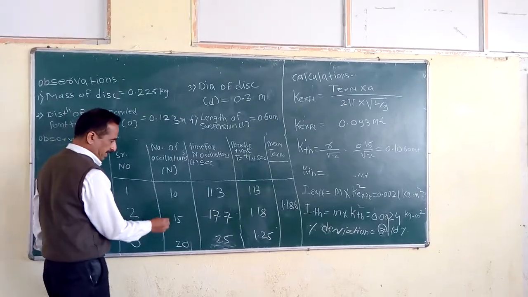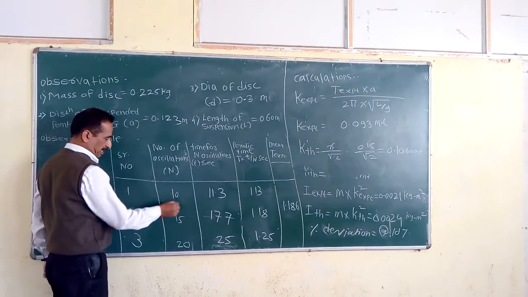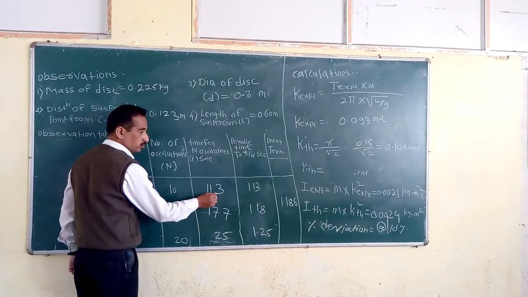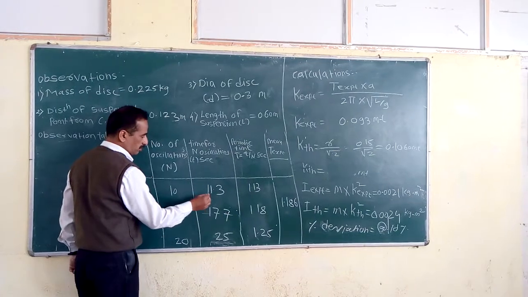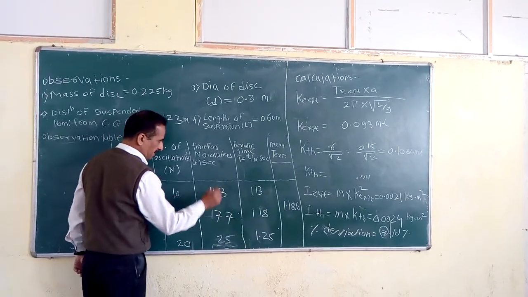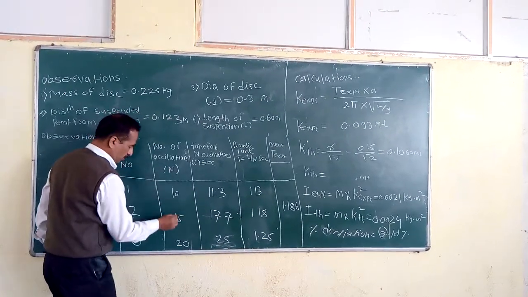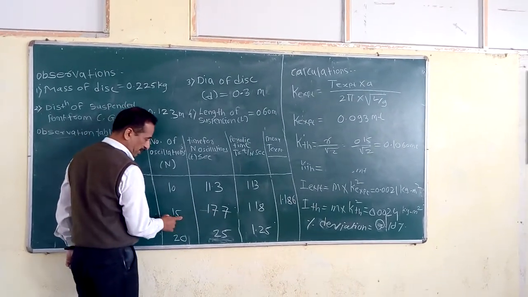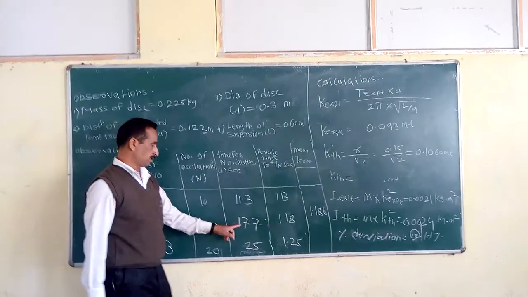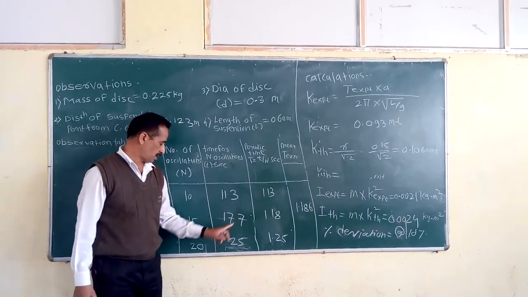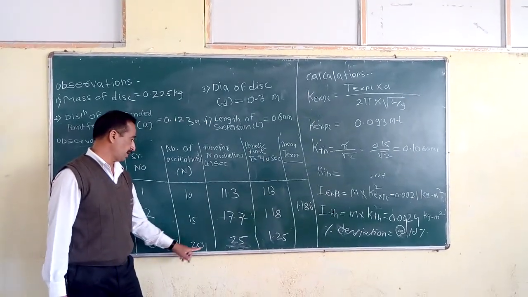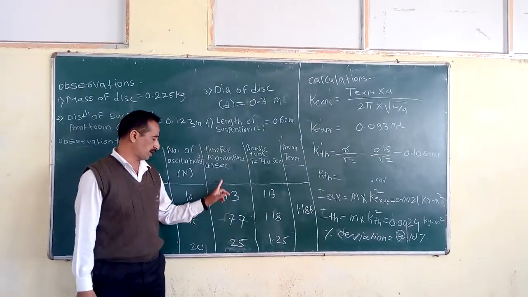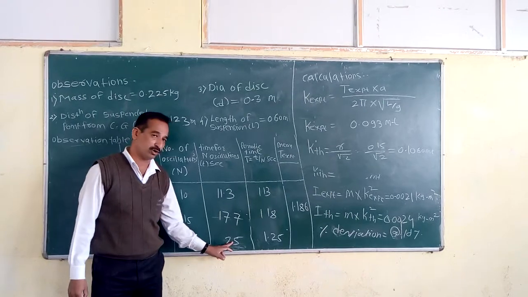Now for the first reading we have fixed 10 oscillations and we have measured the time required for 10 oscillations with the help of a mobile stopwatch. It is 11.3 seconds. For the second observation we kept N as 15 and measured the time required for 15 oscillations, that is 17.7 seconds. For the last reading we kept N as 20 oscillations and measured the time required for 20 oscillations, that is 25 seconds.